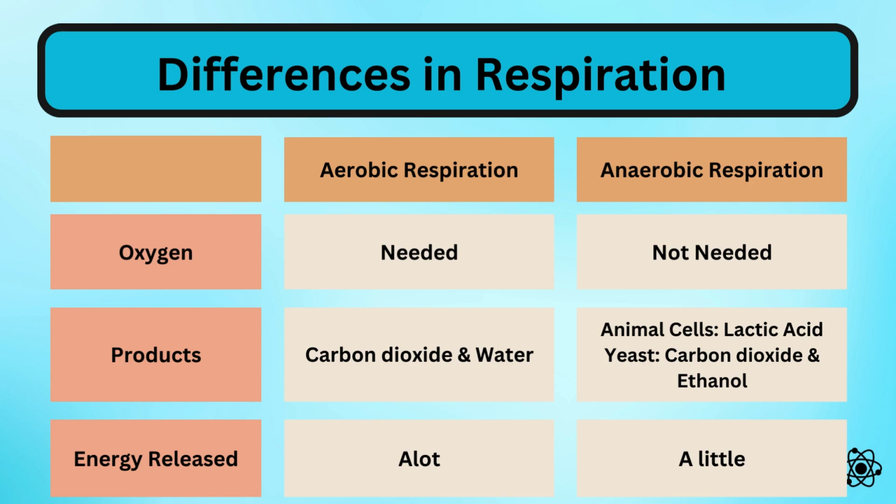This table compares the two types of respiration. Oxygen is needed in aerobic respiration, while in anaerobic respiration it is not needed. The products of aerobic respiration are carbon dioxide and water. The product of anaerobic respiration in animal cells is lactic acid, and in yeast it is carbon dioxide and ethanol. A lot of energy is released in aerobic respiration and a little energy is released in anaerobic respiration.